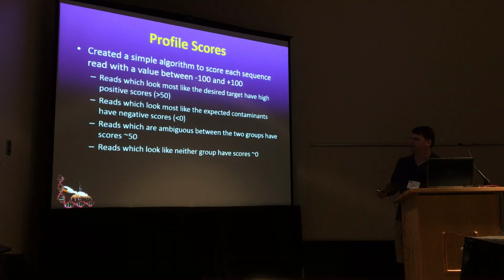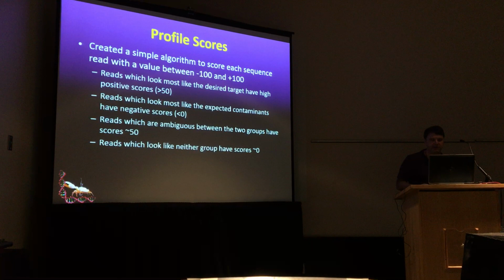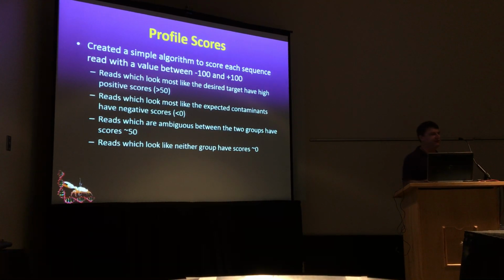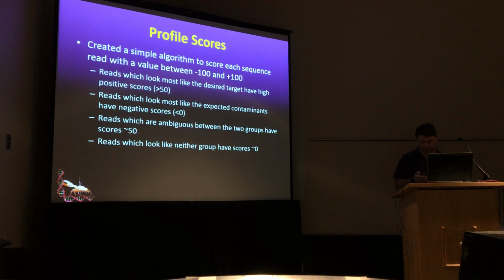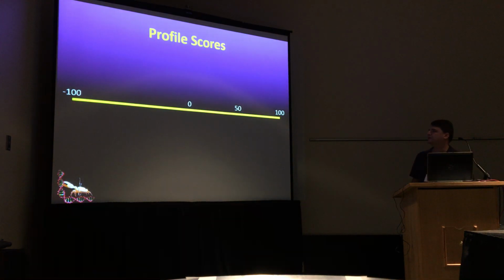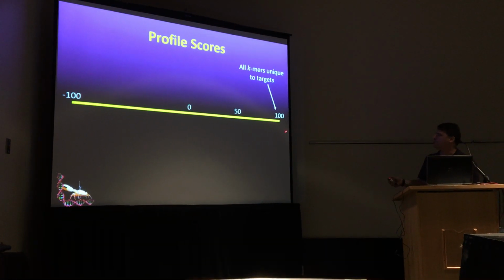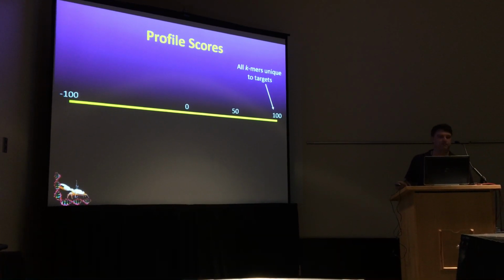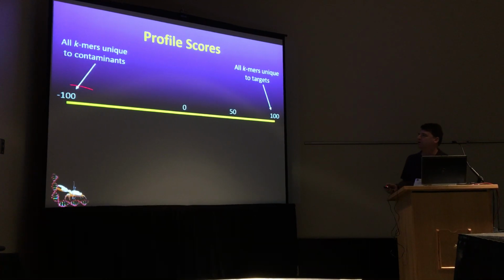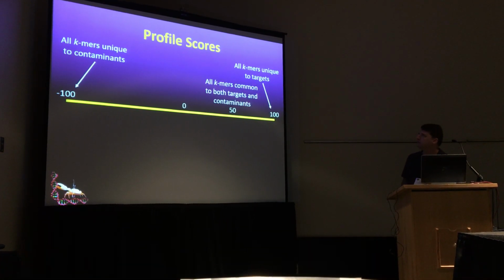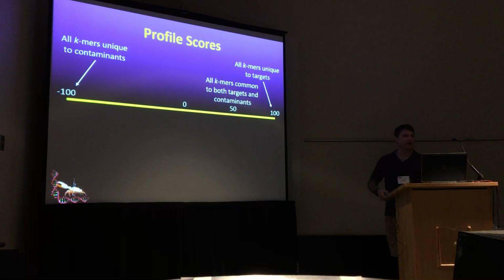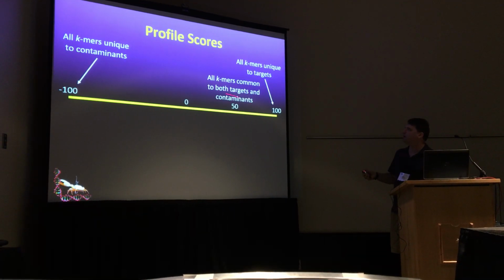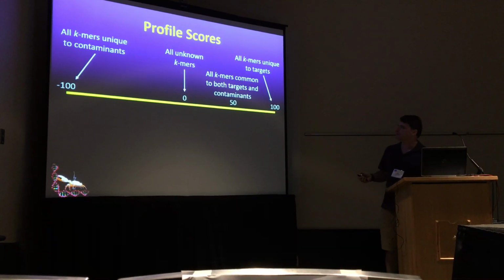Reads which look most like the contaminants should have negative scores. Reads which are ambiguous should have scores about 50, and reads which are unknown would be about 0. To put this on a scale, things up here are completely unique to the target group in K-mer composition. Things down here are completely unique to the contaminants. Things that are common to both, highly conserved regions, should be around here. Unknown sequences would be there.